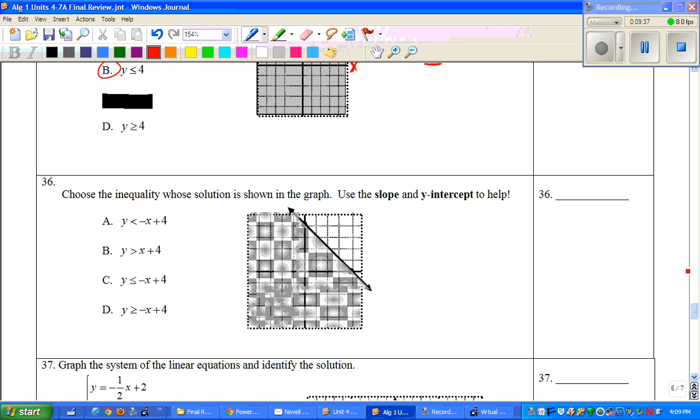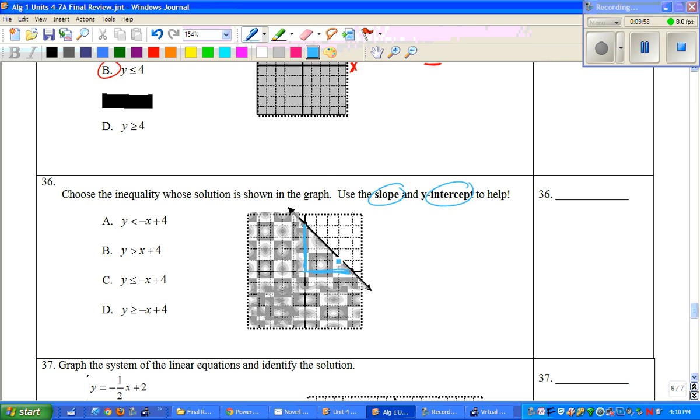All right, number 36. Choose the inequality whose solution is the graph below. Use the slope and y-intercept to help. So the slope and the y-intercept. Now to find the slope, look at those 2 points.